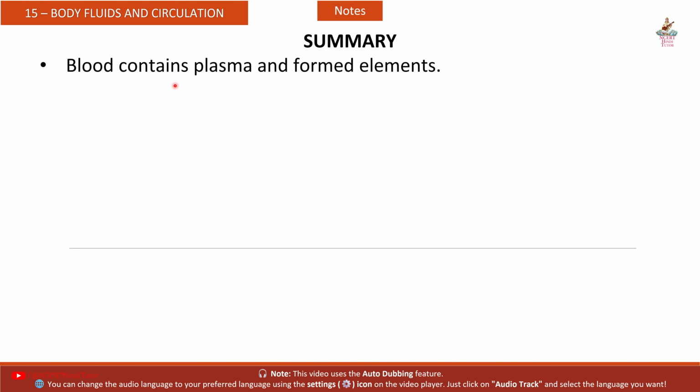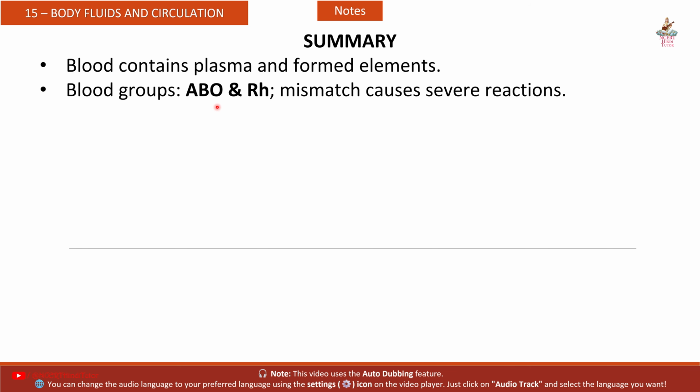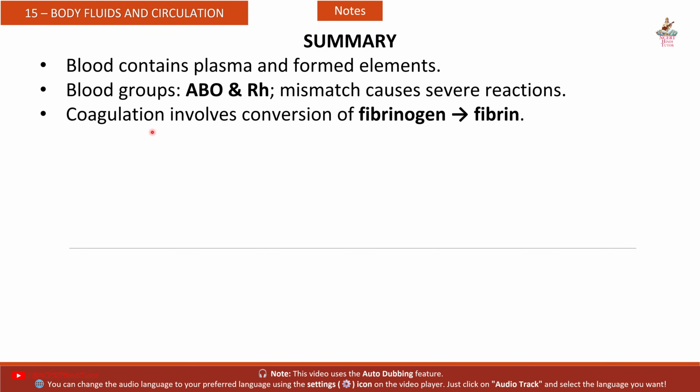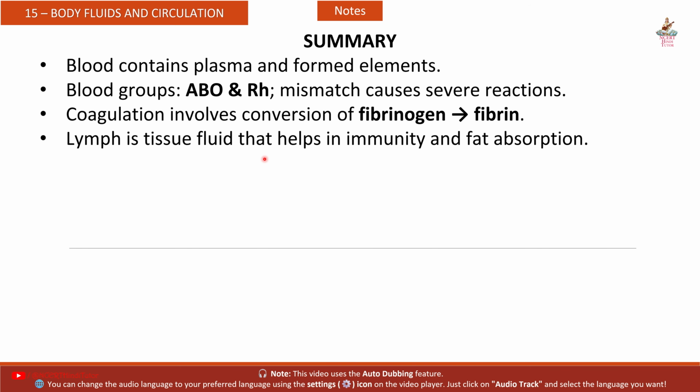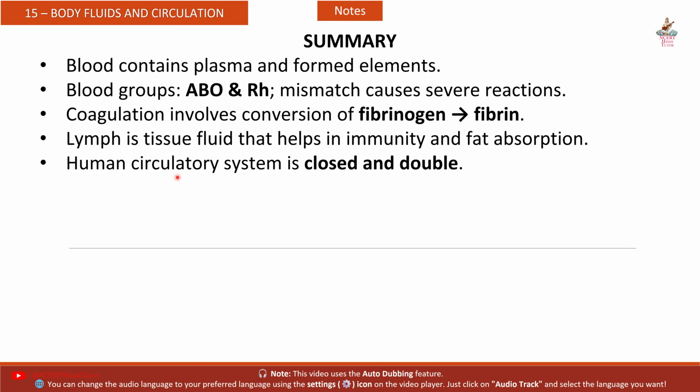Summary: blood contains plasma and formed elements. Blood groups A, B, O and RH. Mismatch causes severe reactions. Coagulation involves conversion of fibrinogen to fibrin. Lymph is tissue fluid that helps in immunity and fat absorption. The human circulatory system is closed and double.